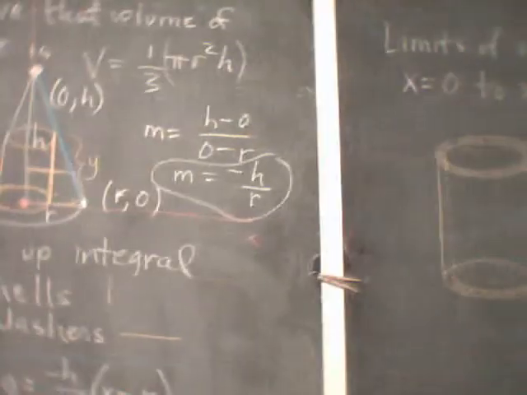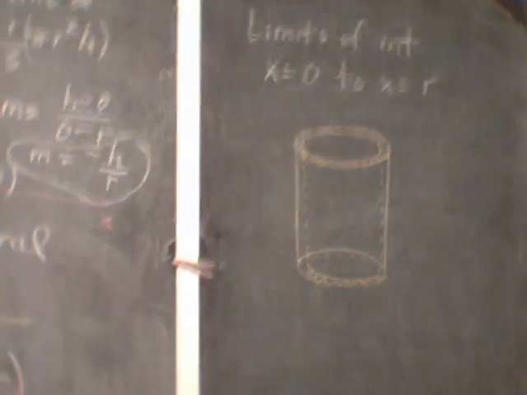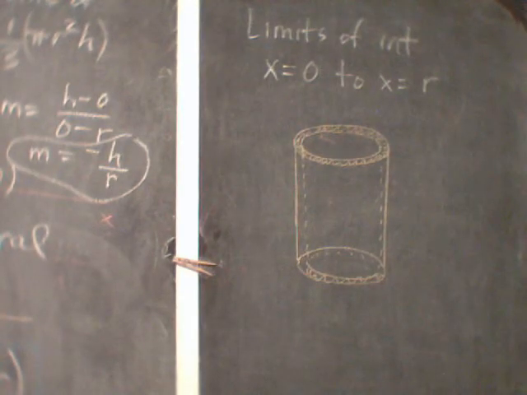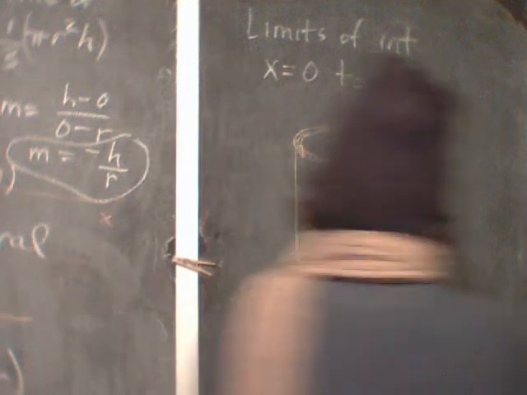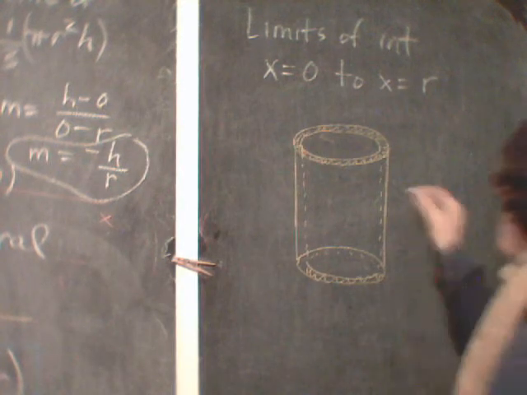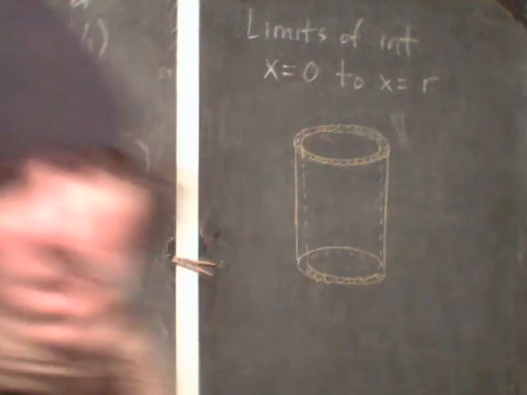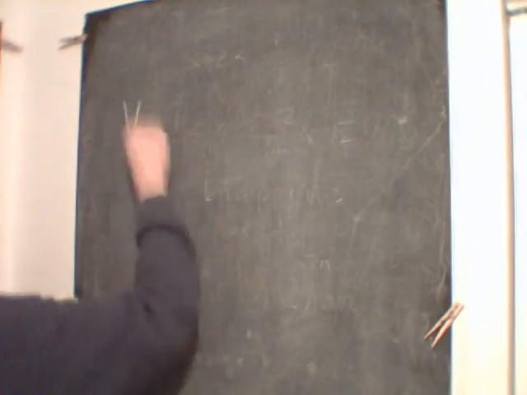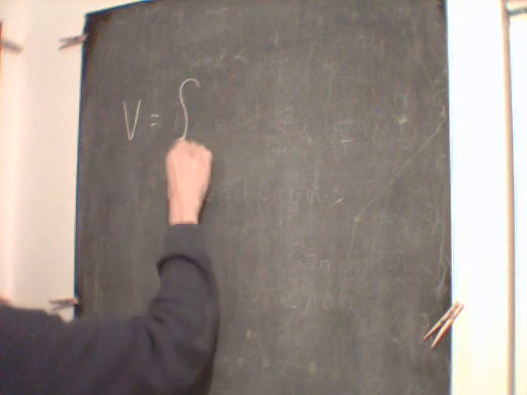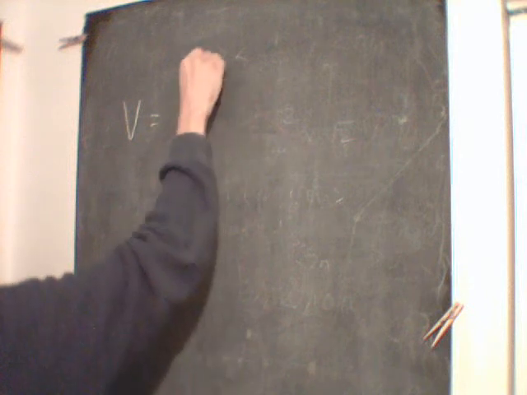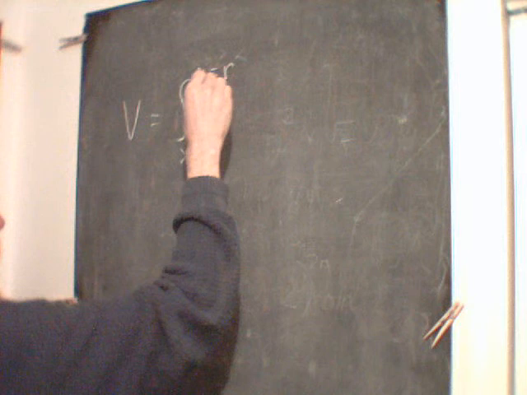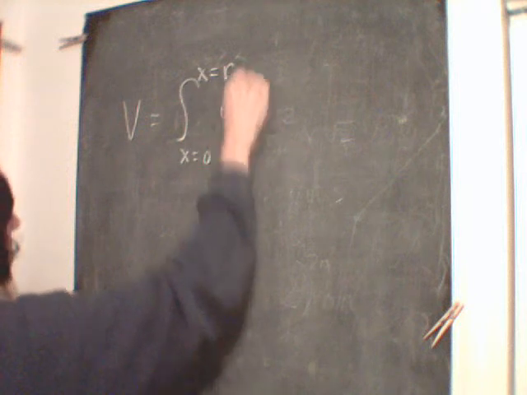So, we've got our limits of integration, but what are we going to integrate? Well, what is the volume of the shell? See, that's the question. Let's just go over here and set up our integral so that we can go back and refer. So the volume of the cone is going to be equal to the integral from x equals 0 to x equals 2r of dv.